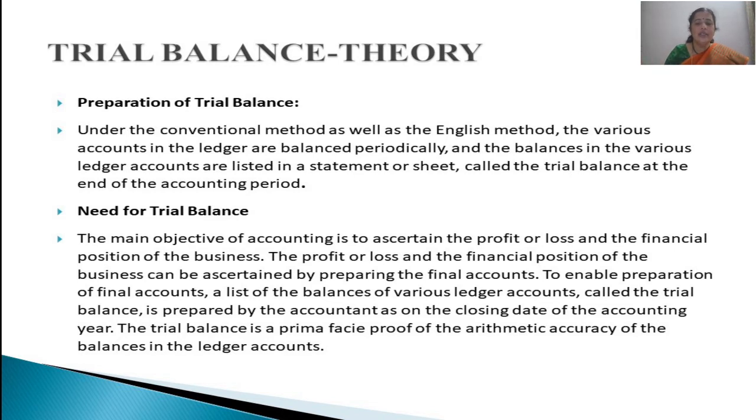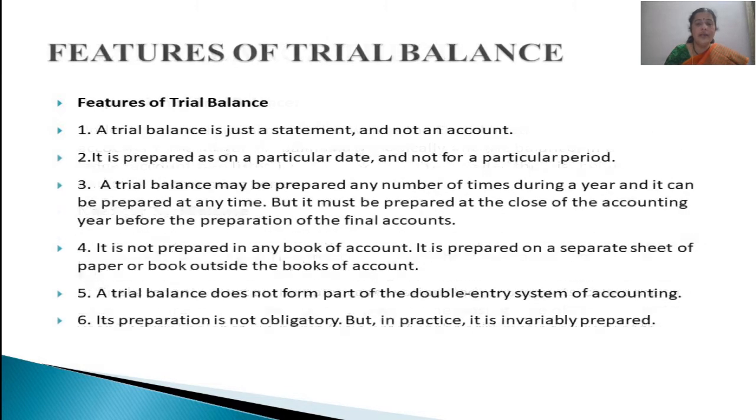So this is how we find the arithmetical accuracy of the books of accounts, because you know one thing, that is what we call double entry system. That means for each and every debit there is an equal and corresponding credit for each and every transaction. Then let us learn about some features of the trial balance. The first feature says, as I told, it is not an account, it is just a statement, right?